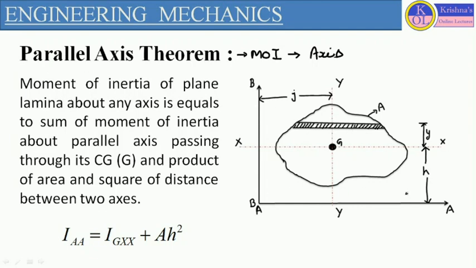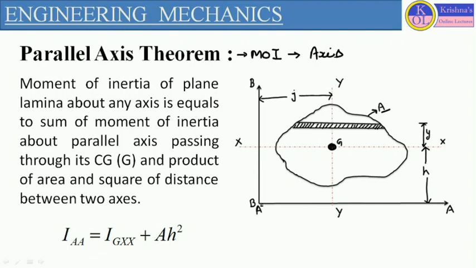So here you can see one diagram. Here we are considering one arbitrary shaped plane lamina of area A. And let us consider the center point of this lamina is G. Either we can take centroid or center of gravity. So this G is representing the center point of this plane lamina. Now let us consider two axes, x-x axis and y-y axis, which are passing through this center point only. So the intersection point of this x-x axis and y-y axis we are considering as the center point G.